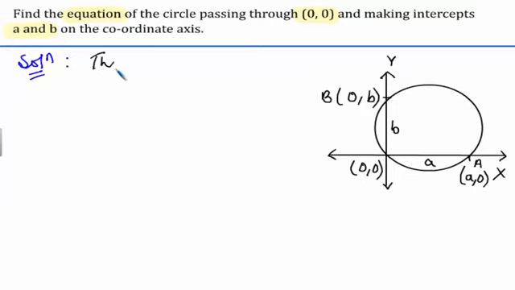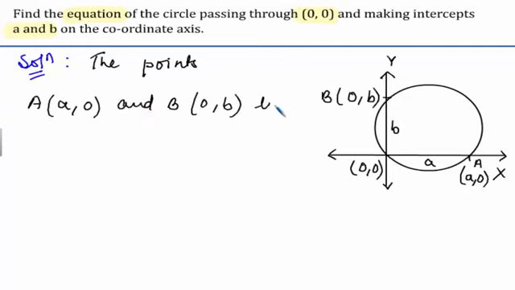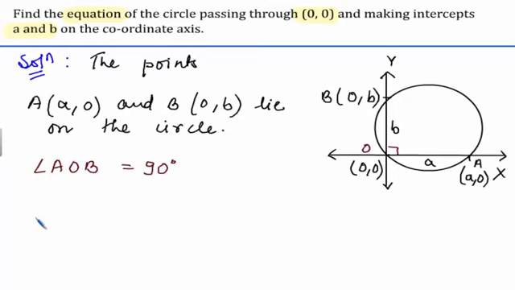Therefore, we can say the points A with coordinates (a, 0) and B with coordinates (0, b) lie on the circle, and also as we can see from the figure, if the point of intersection of the coordinate axes, let us denote it by O, then angle AOB is equal to 90 degrees.